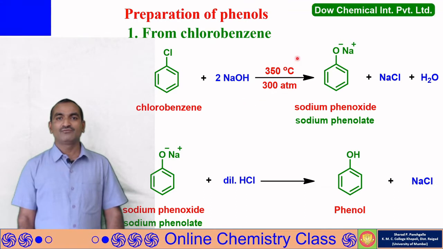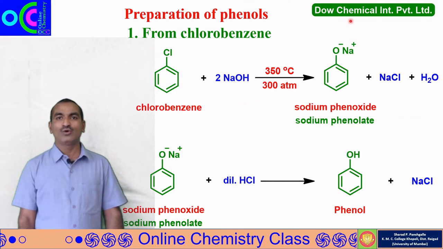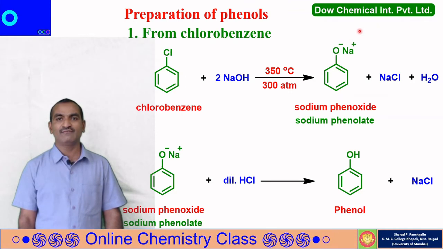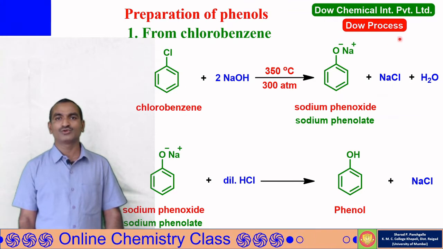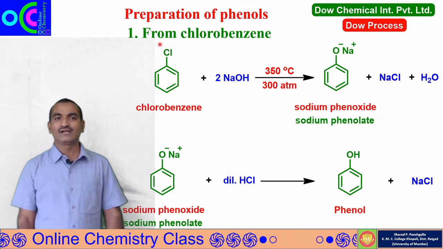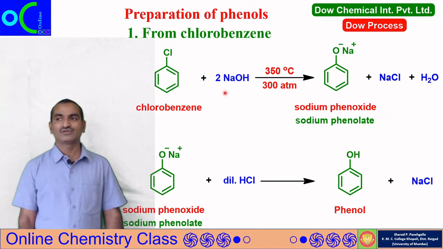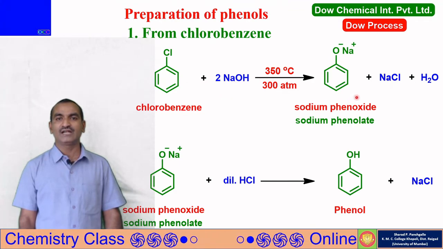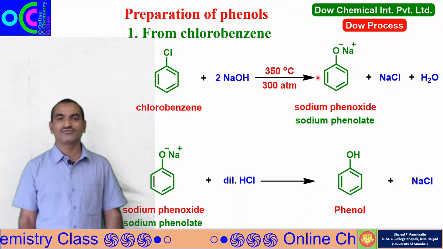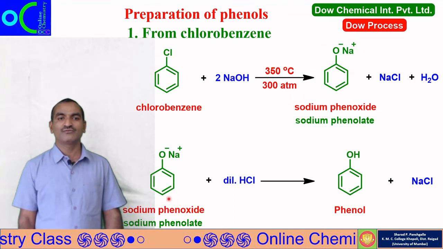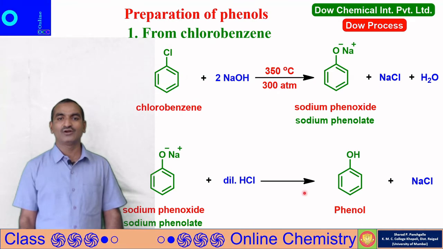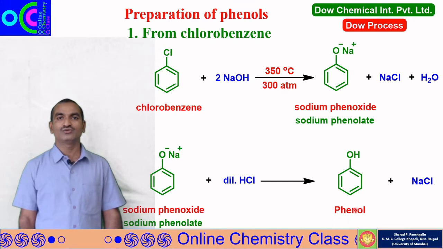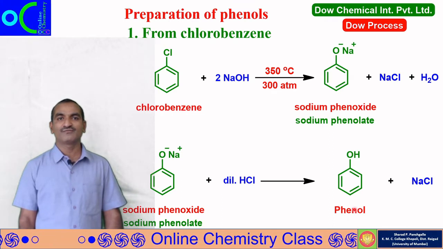So this method was invented in the Dow Chemical company, that is nowadays referred to as the Dow process. So this involves treatment of chlorobenzene with sodium hydroxide at high temperature and high pressure. Initially that gives sodium salt of phenol. That sodium salt of phenol when treated with dilute hydrochloric acid gives phenol. So this is the Dow process for the preparation of phenol.